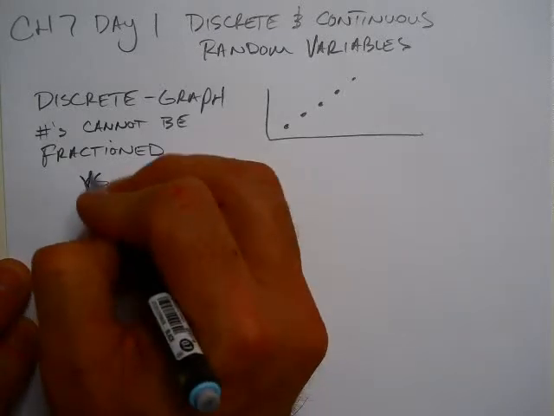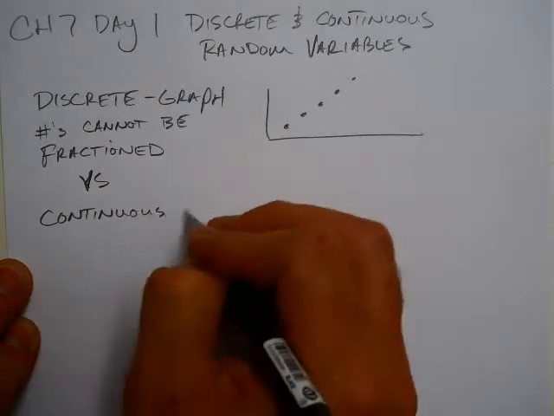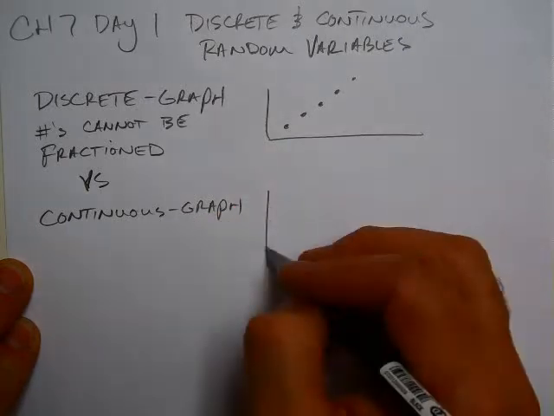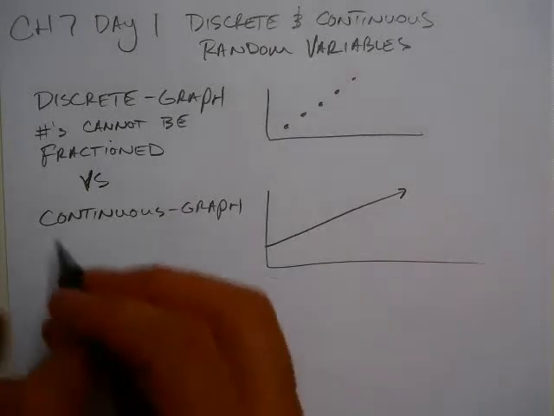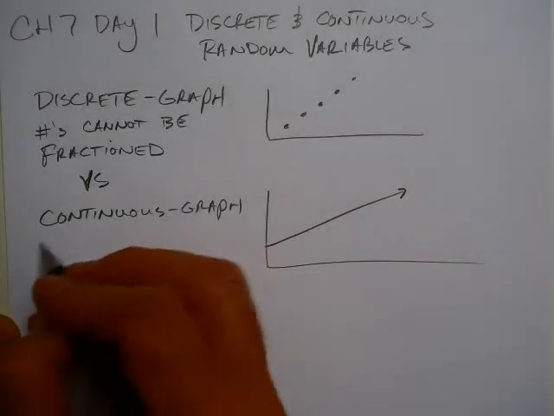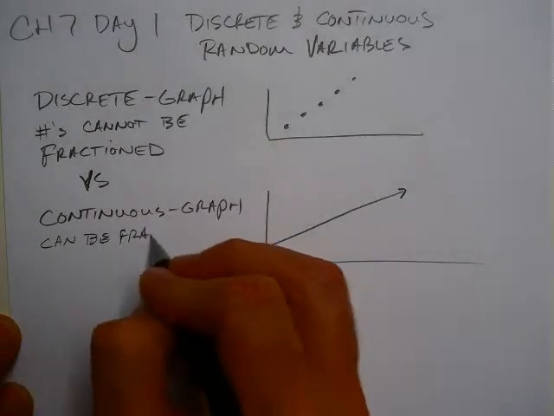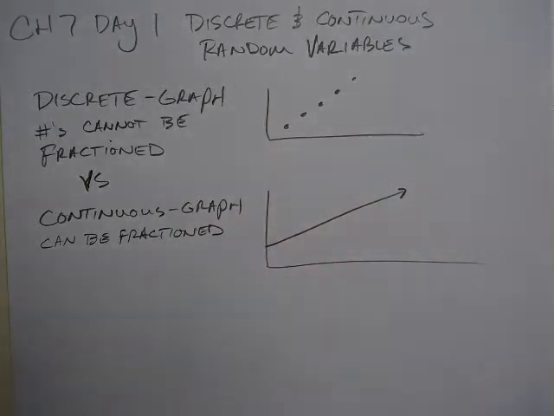Versus a continuous graph. And I'm just using a graph to illustrate the idea where it may have endpoints. It may have 1 point that goes on forever or 2 points that go on forever. But there are fractions in between. There's an infinite number of points between any 2 points, so it can be fractioned. Can be fractioned is the idea that I think of with continuous.